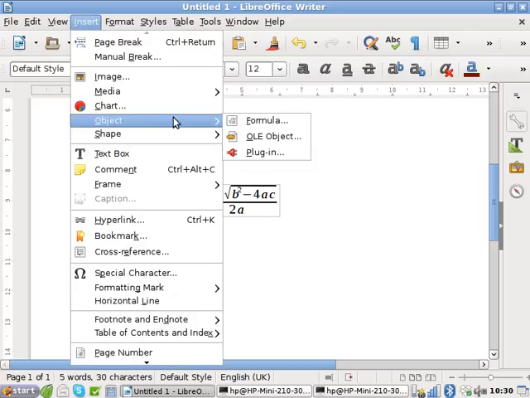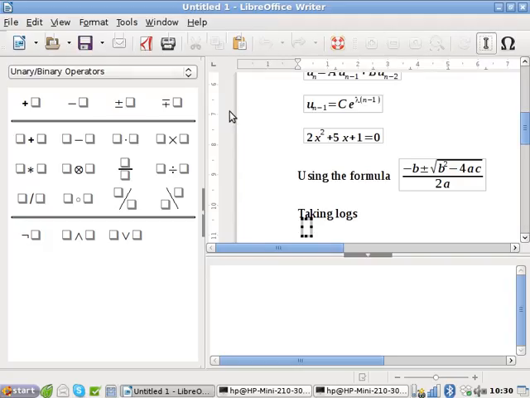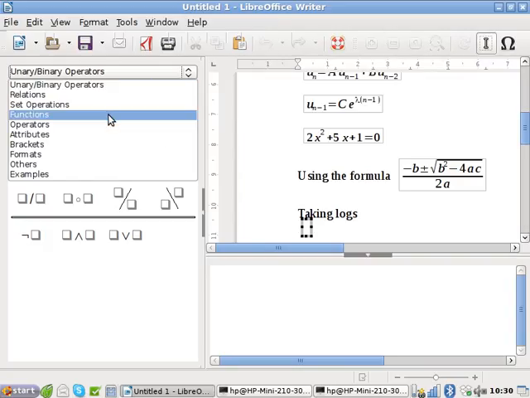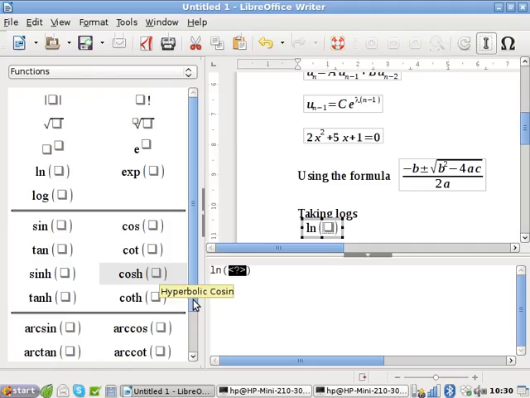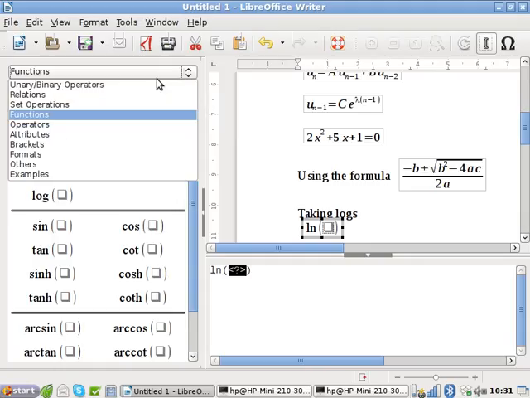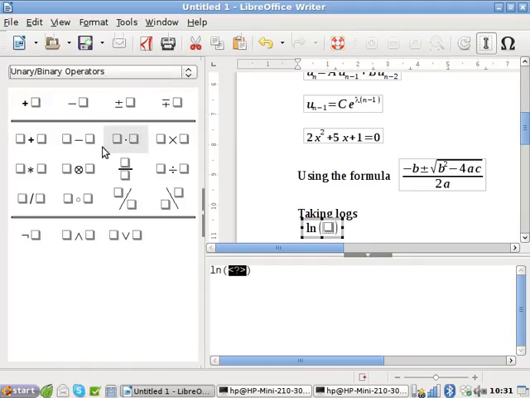Taking logs. Insert object formula. And you can find the logs in functions. It's ln. Or if you just want to type it, just type in ln. Yeah. So I think the type of log problems you had in your assignment was something like log 1 plus square root 3 over 4 or something like that. So what we'll put in the inside is our fraction. So if I go back up here to operators and pick fraction.